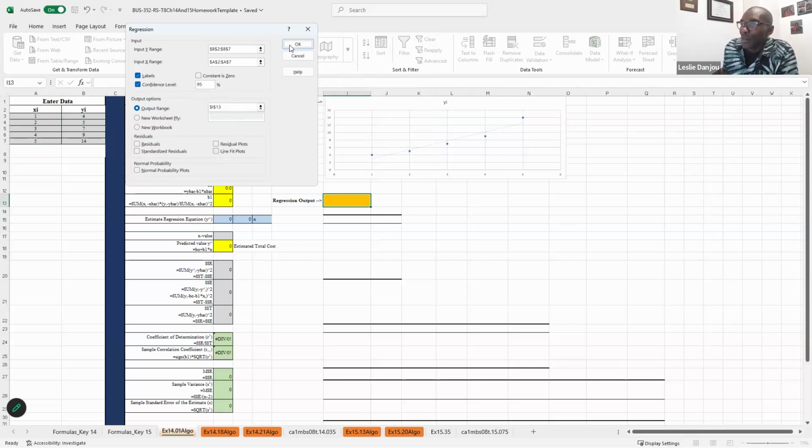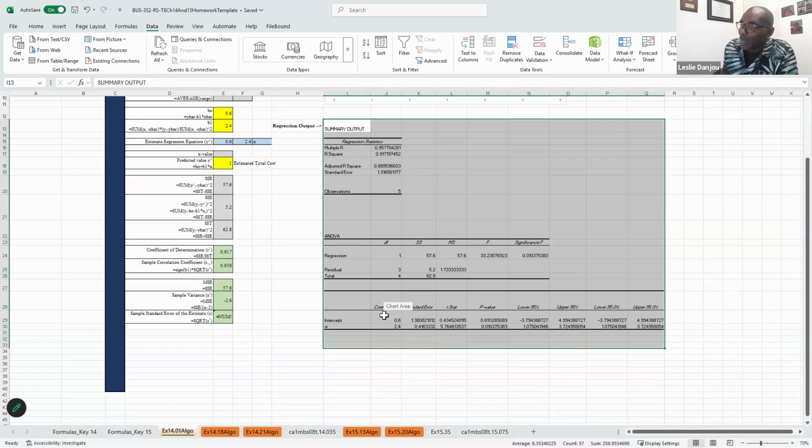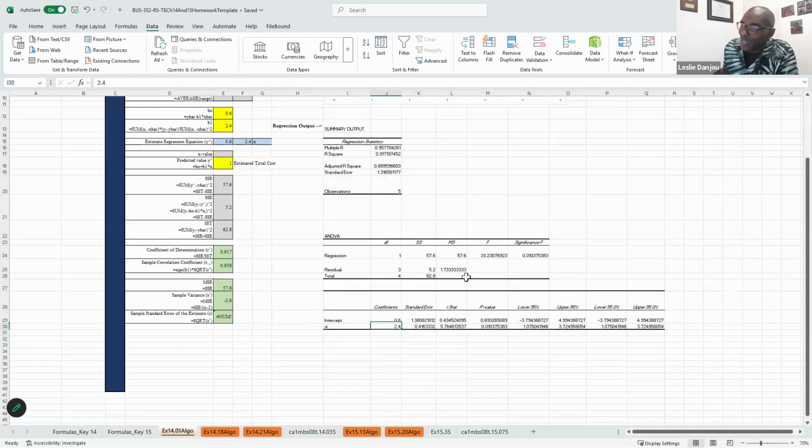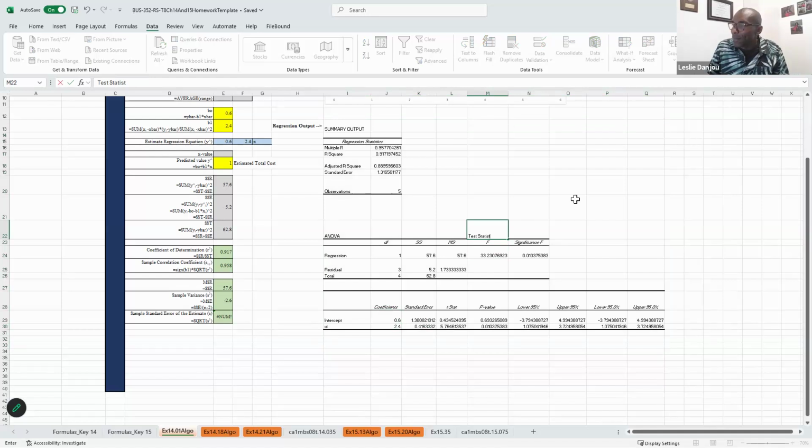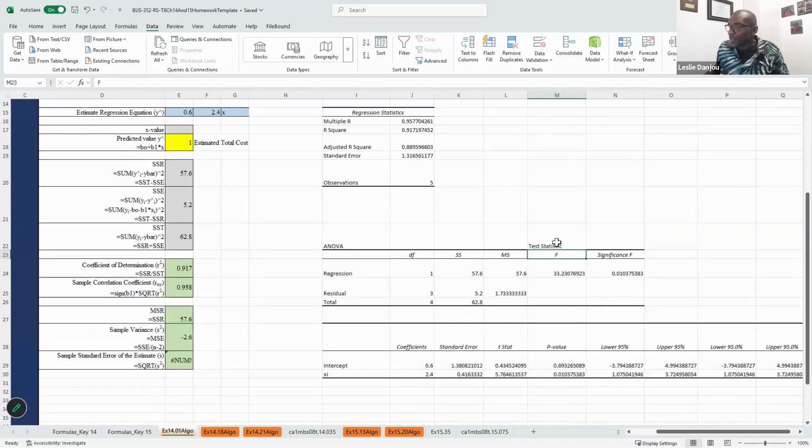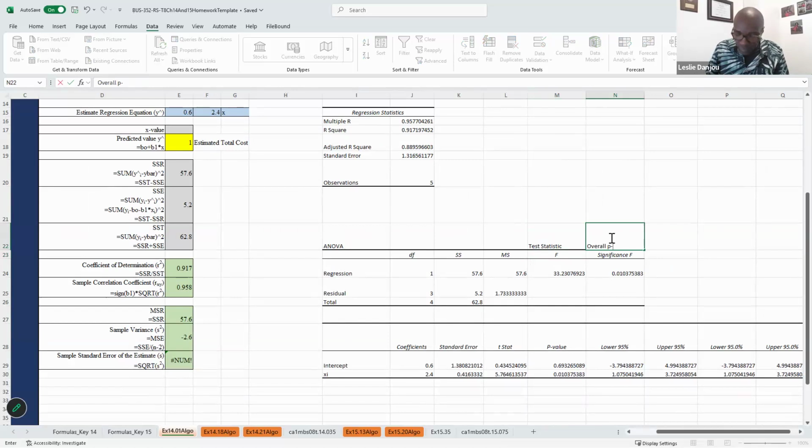So once you press OK, Excel will give you your B0, your B1. Here is your test statistic. So if I were you guys, you can type in up here, test statistic. I'm going to zoom in because I know it's going to be hard for you to see it. And here is your overall p-value. So if you're looking for the overall p-value, it's your significance of F. If you're looking for your test statistic, it is your F value.